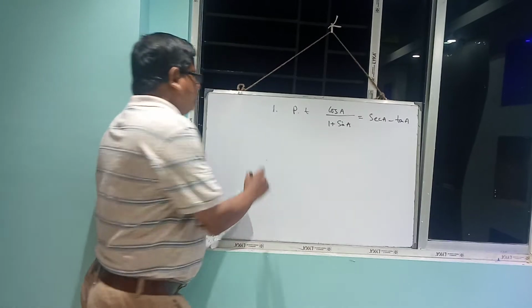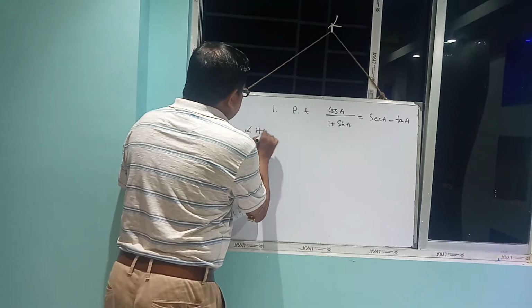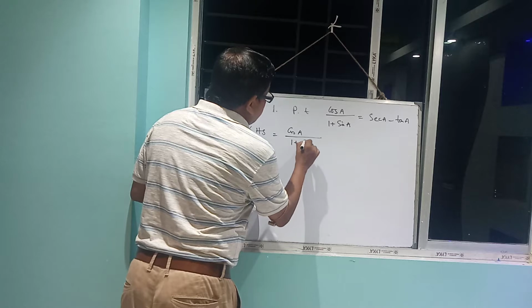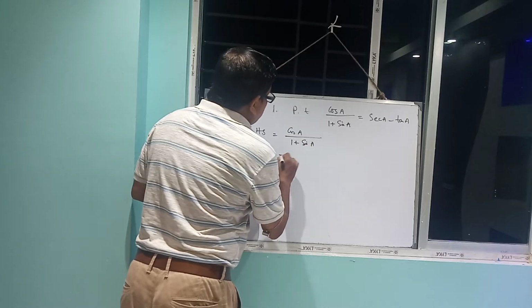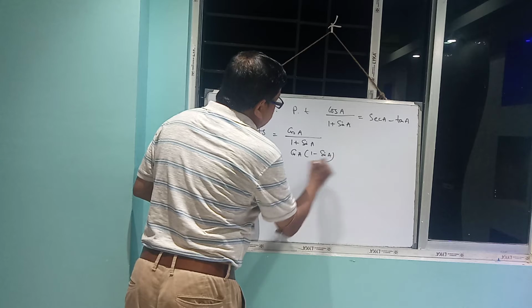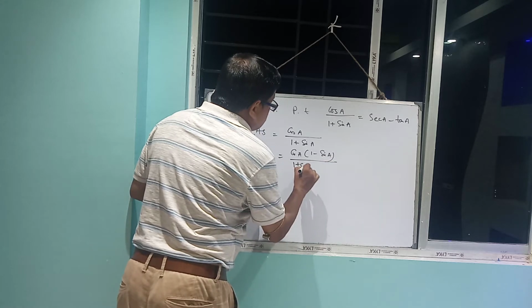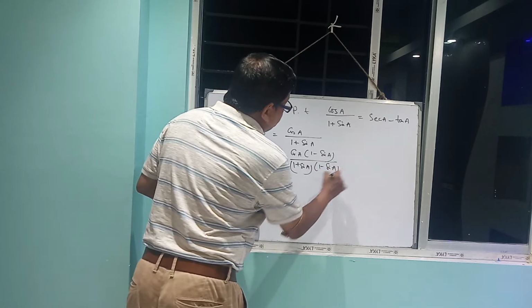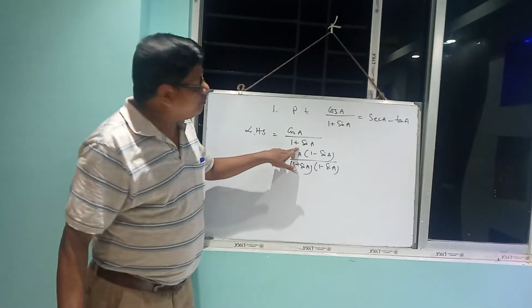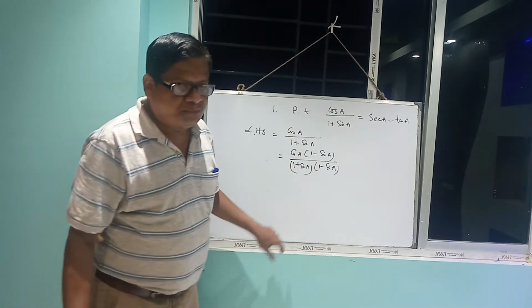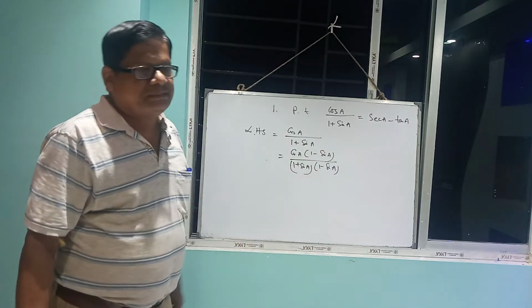Okay. Now write first the left hand side, cos A by 1 plus sin A. So write cos A into 1 minus sin A by 1 plus sin A into 1 minus sin A. You can write, no? Look here, 1 plus sin A is given, so you have to multiply both numerator and denominator by 1 minus sin A.